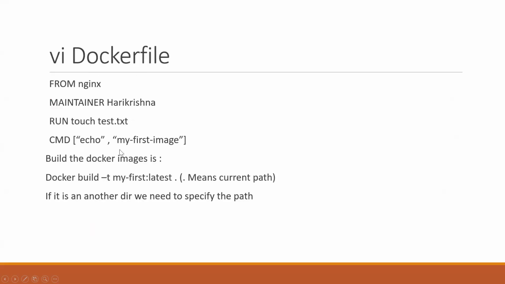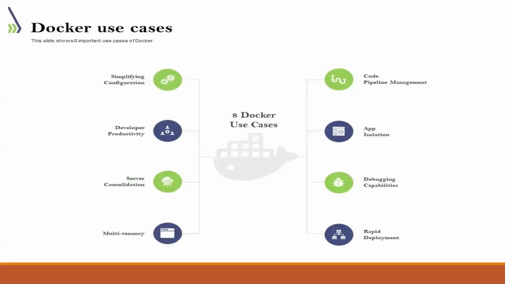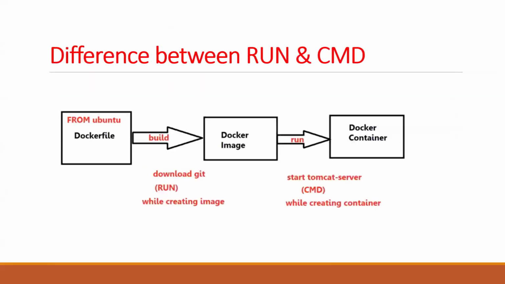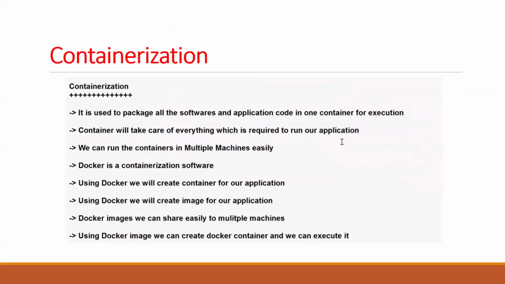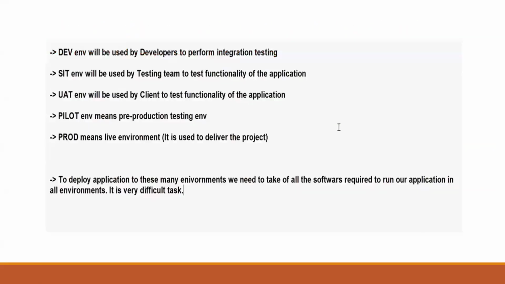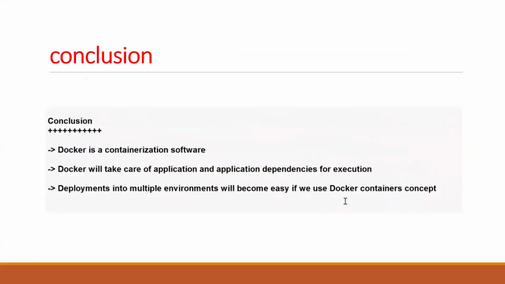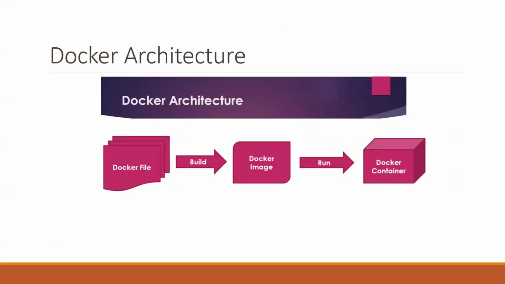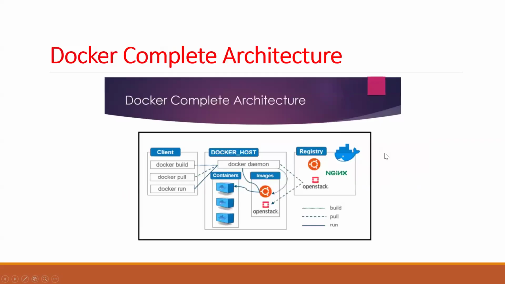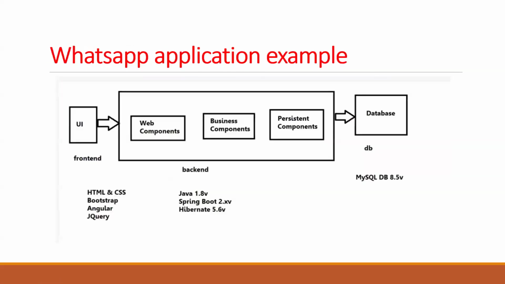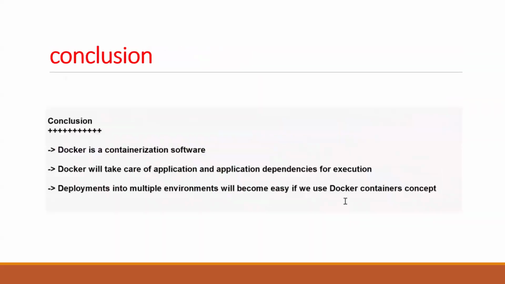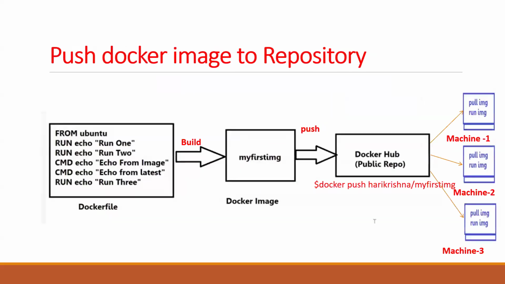So from this Dockerfile we need to build the Docker image, right? So this is the Dockerfile. From the Dockerfile, we need to build the Docker image. So from the Docker image, run the Docker container. I will show you. Yeah. Here you see, this is the Dockerfile. From the Dockerfile, we need to build the Docker image.